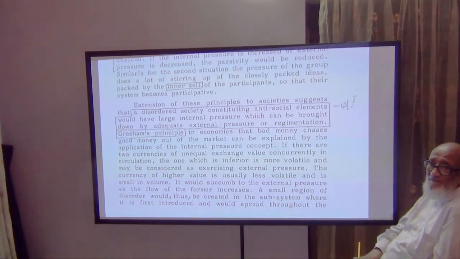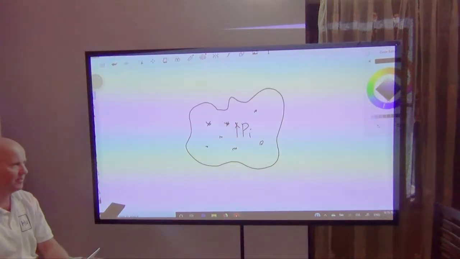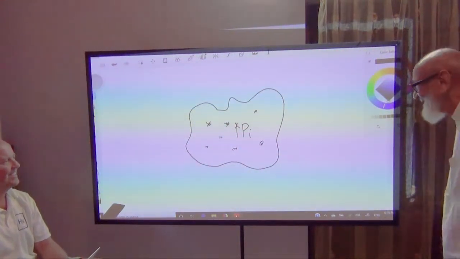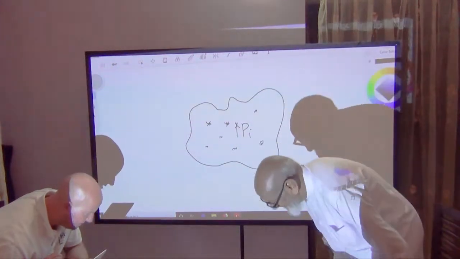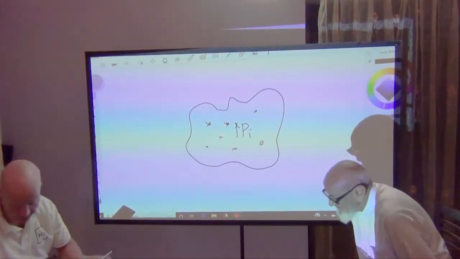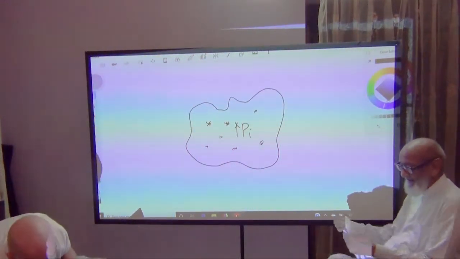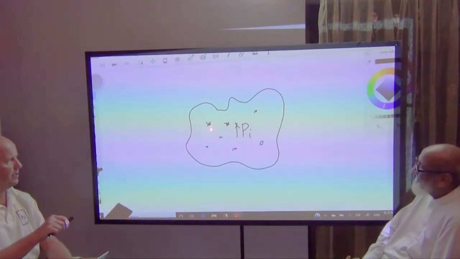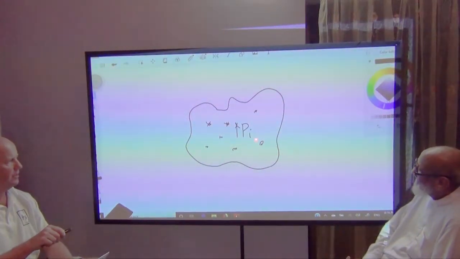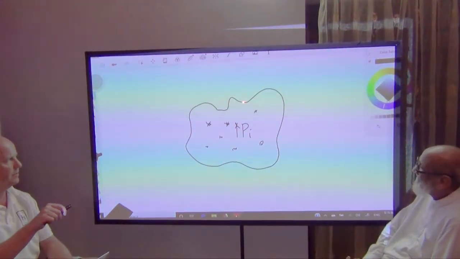Okay, let's try with a diagram. So look here, Mirza. Make a diagram. You say a disordered society constituting antisocial elements has large internal pressure. So this is the disordered society. These are the antisocial elements. This is the internal pressure, P sub I, and it's high. And this is the boundary of the disordered system, right?